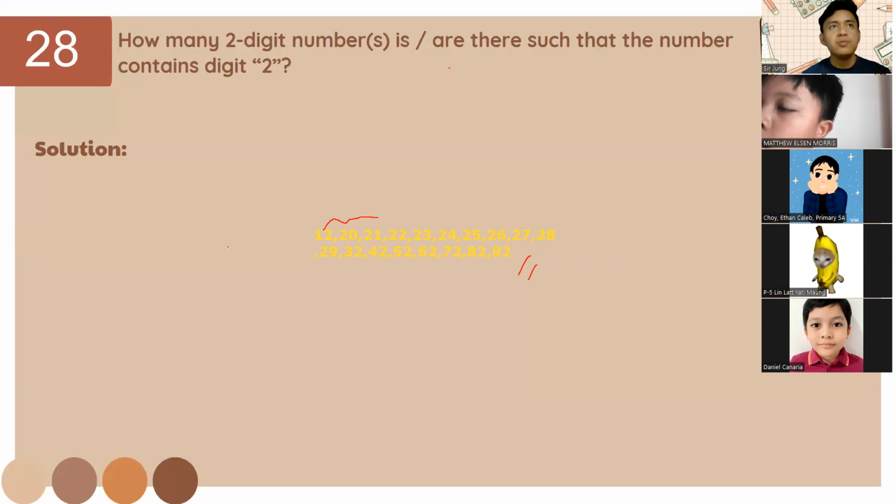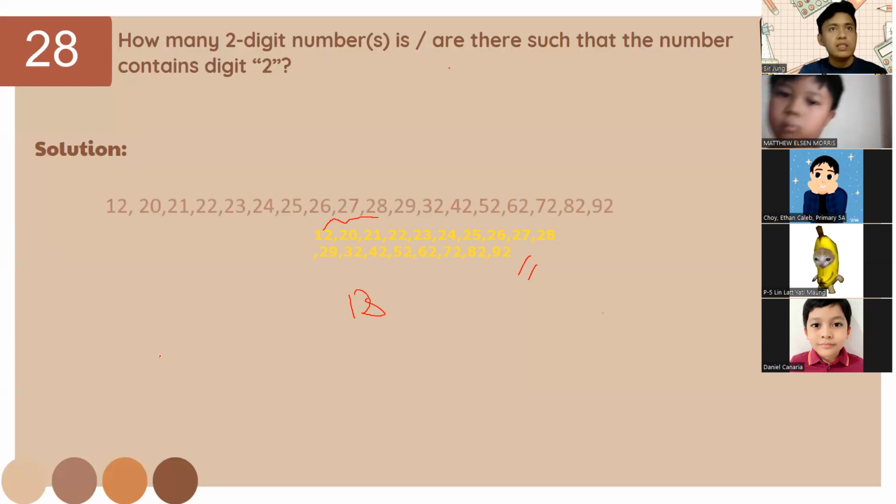So any questions regarding this problem? You just need to count from 12 to 92. So there are 80 numbers. Any questions? None, right? So we'll proceed to number 29.